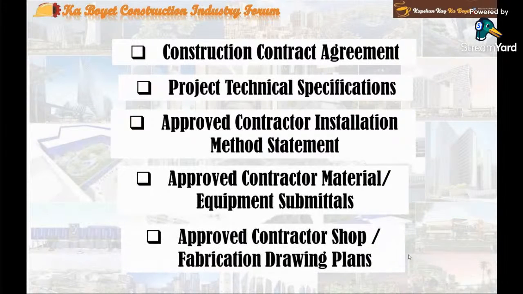And number five, approved contractor shop and or fabrication drawing plans. A shop drawing is a drawing or set of drawings produced by the contractor, supplier, manufacturer, subcontractor, or fabricator. Shop drawings are typically required for prefabricated components. The shop drawing normally shows more details than the construction design drawing plan documents issued for construction.